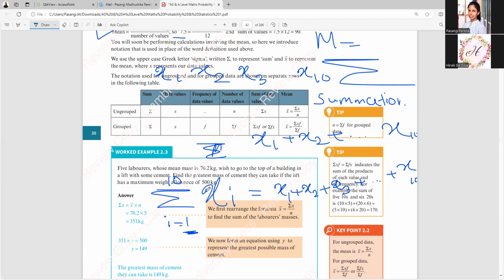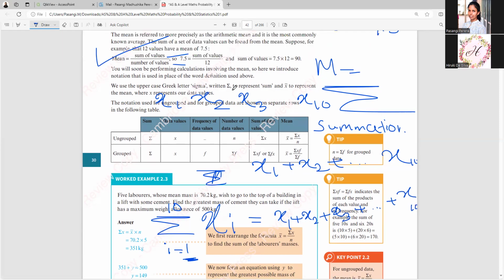This is for the addition. You can get the total value. Sigma is written to represent the sum and x bar to represent the mean, where x represents our data values as well. The notation used for ungrouped and for grouped data are shown on separate rows in the following table.